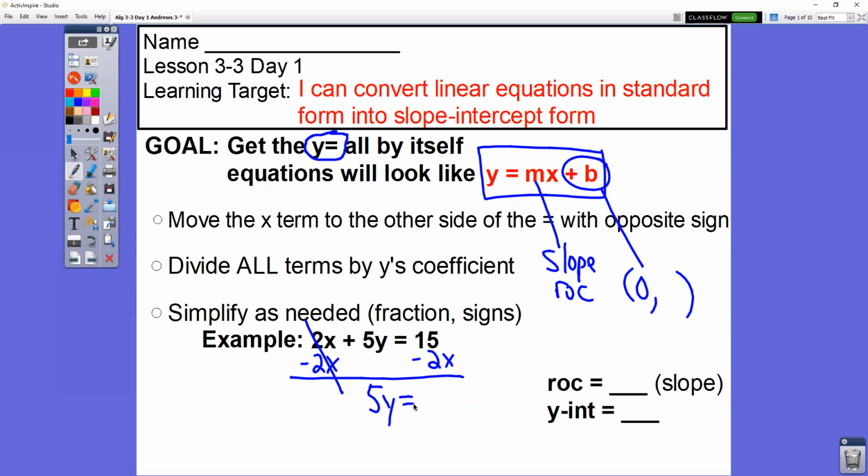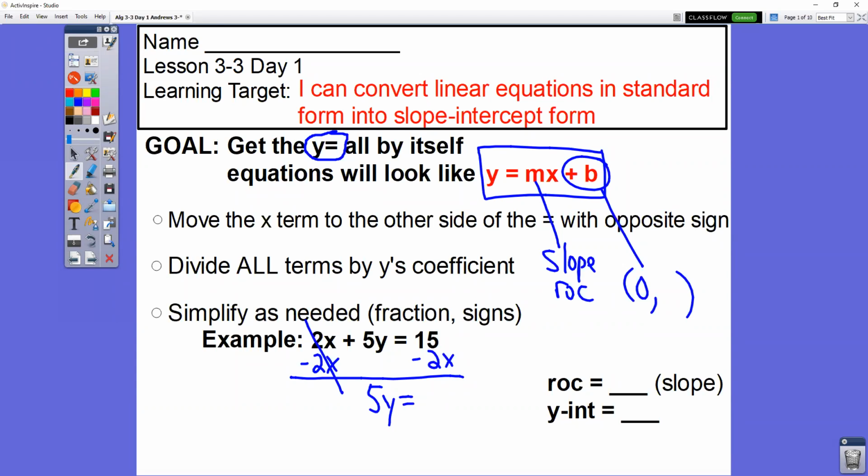Now, here's where you can't get tricked. You cannot do a plain number minus 2x. 15 minus 2x is not 13x. It doesn't work that way. You can only subtract x's from other x's or plain numbers from other plain numbers. You cannot do a plain number minus a 2x. Technically, 15 minus 2x is just 15 minus 2x.